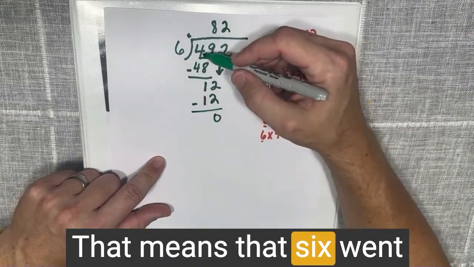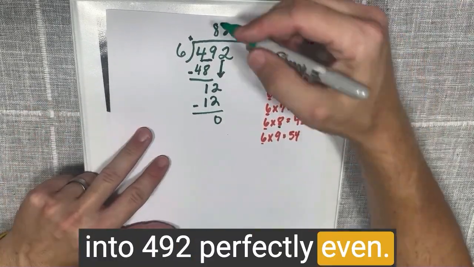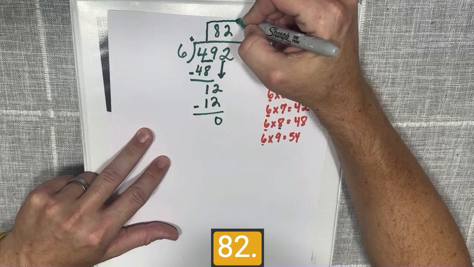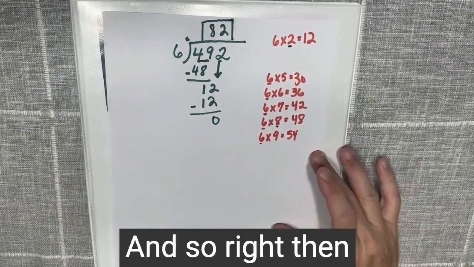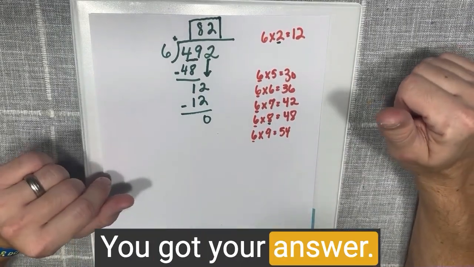That means that 6 went into 492 perfectly even. And this is your answer, 82. 6 went into 492 82 times. And so right then and there, you got it. You got your answer. All right.